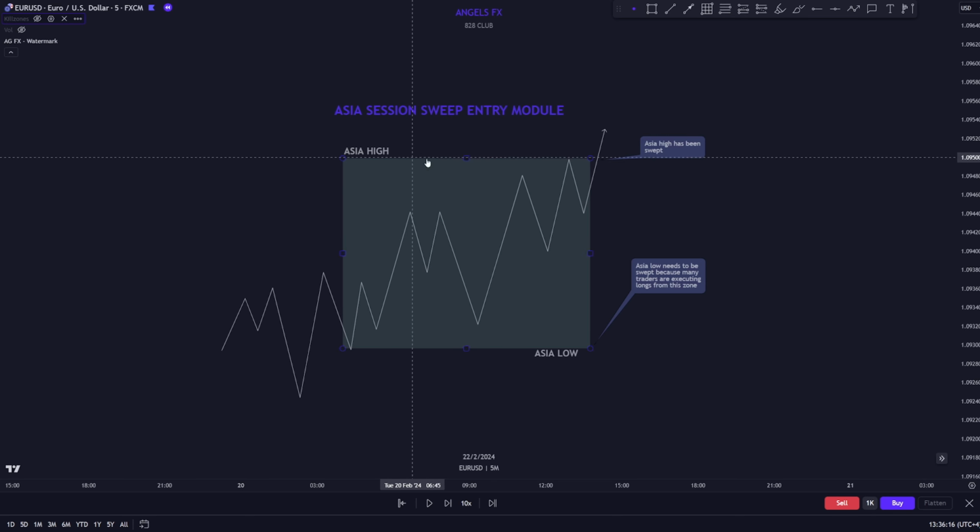What we can see, okay, this range is the Asia session, and you can see we have the Asia high here and we have the Asia low here, okay? Why? Because this is our lowest point in this session and this is our highest point in the session. That's why we call it the Asia session high and Asia session low.